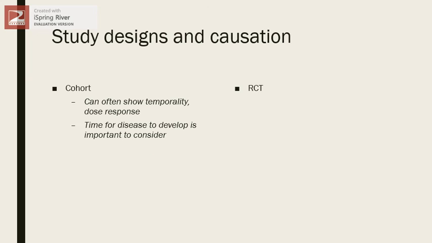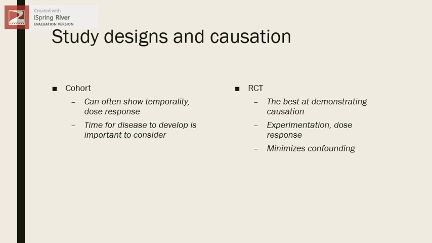Cohort studies are good at showing temporality, because remember, with a cohort study, you enroll people and then you watch what happens over time, usually many years. They can be good at showing dose response as well. Make sure you consider the timeline for a disease to develop. If the disease takes a long time to develop, like colon cancer was the example, then it can be a little less clear if something's really a cause or if it's just related to that condition.